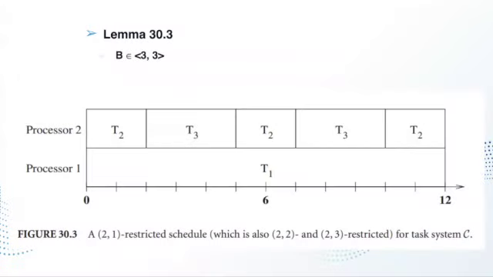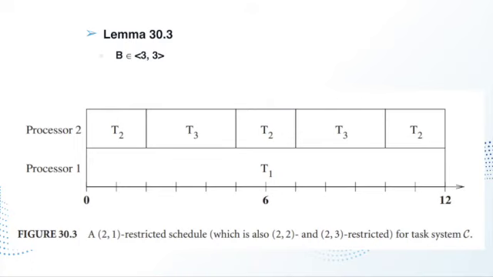Figure 30.2 shows the (3,3)-restricted schedule. In this schedule, T1 and T2 execute over the interval [0,1). T1 and T3 execute over the interval [1,2). And T2 and T3 execute over the interval [2,3). So over the interval [0,3), each task receives 2 units of processor time. We now prove that the task system B is only feasible under the (3,3)-restricted class.